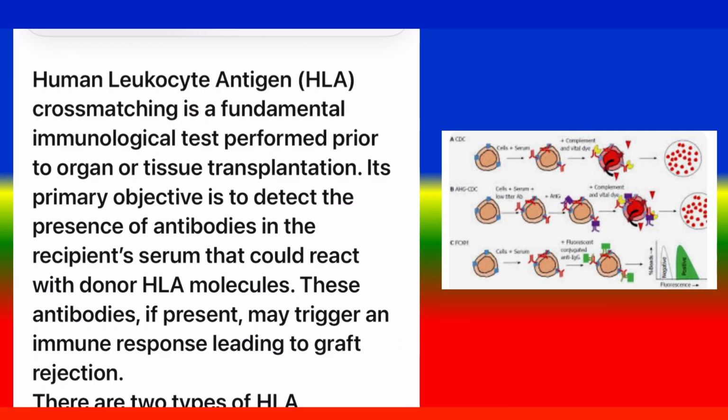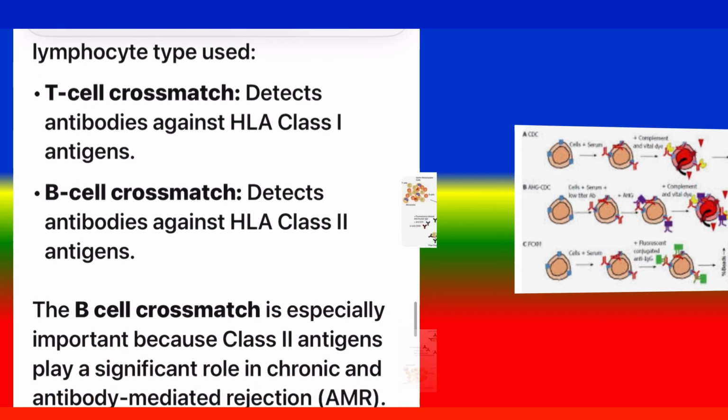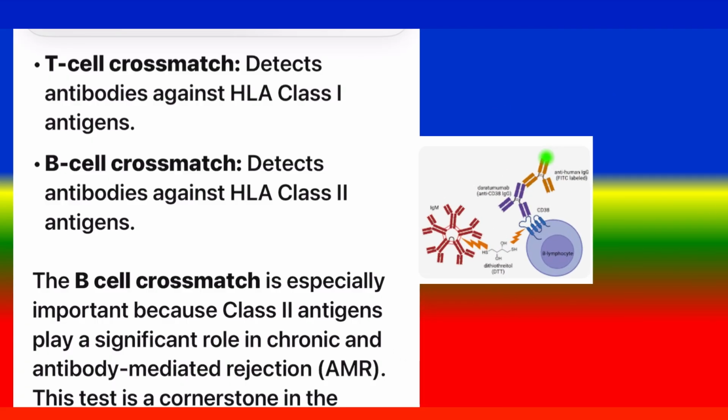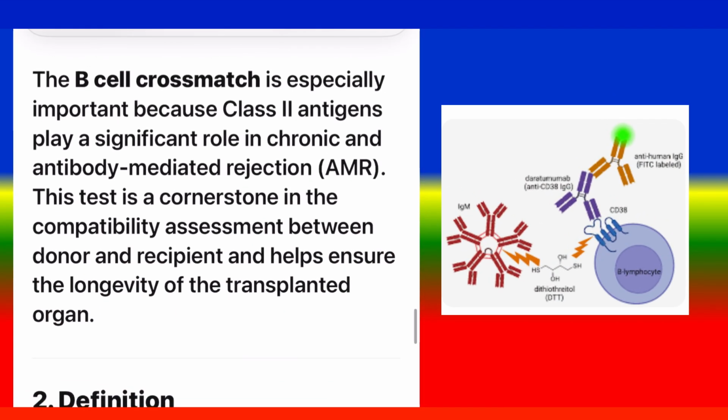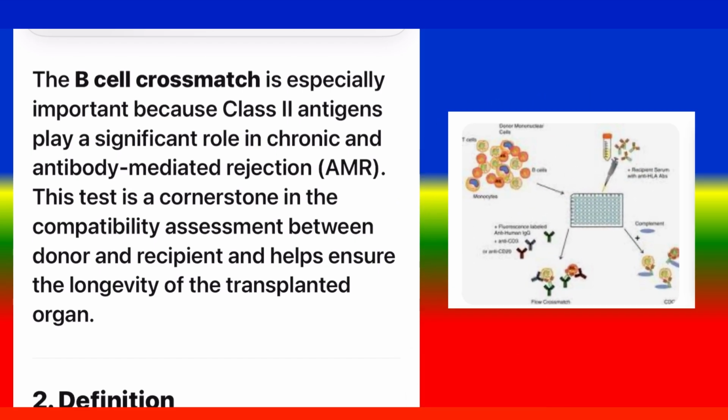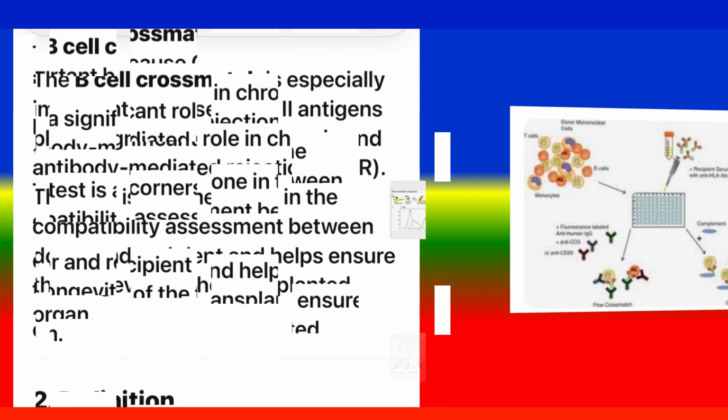There are two types of HLA crossmatches based on the lymphocyte type used. T-cell crossmatch detects antibodies against HLA Class I antigens. B-cell crossmatch detects antibodies against HLA Class II antigens. The B-cell crossmatch is especially important because Class II antigens play a significant role in chronic and antibody-mediated rejection, AMR. This test is a cornerstone in the compatibility assessment between donor and recipient and helps ensure the longevity of the transplanted organ.